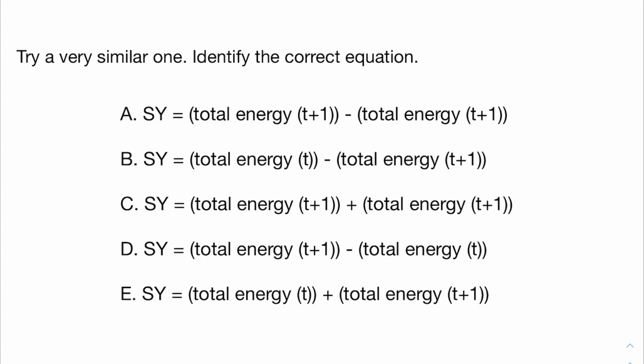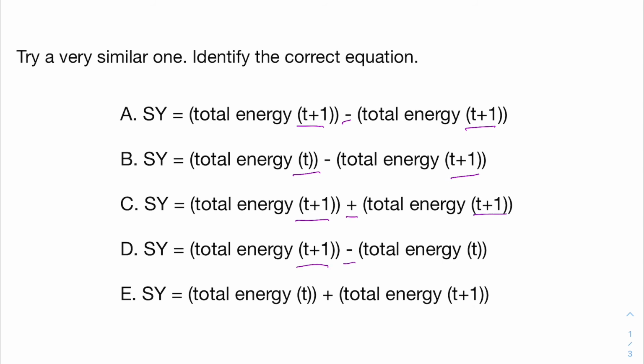Identify the correct equation here. Hit pause and give it a go. Okay, so again, we're going to look through what is different about them. We don't need to pay attention to anything except for the parts that are different. So this is time plus 1 minus time plus 1. Time minus time plus 1. Time plus 1 plus time plus 1.